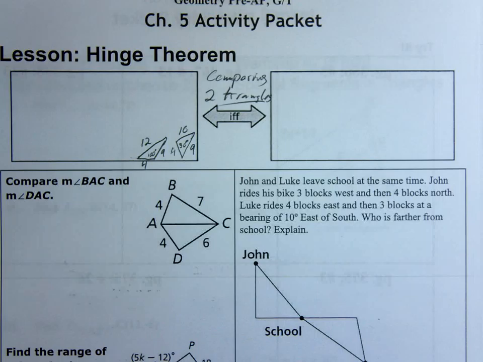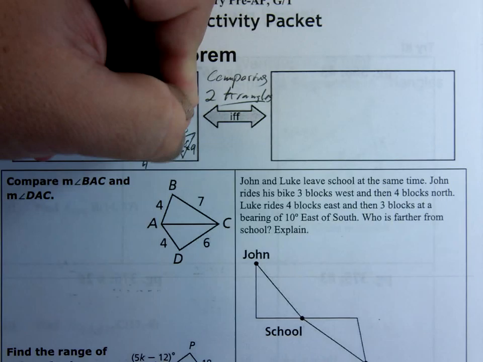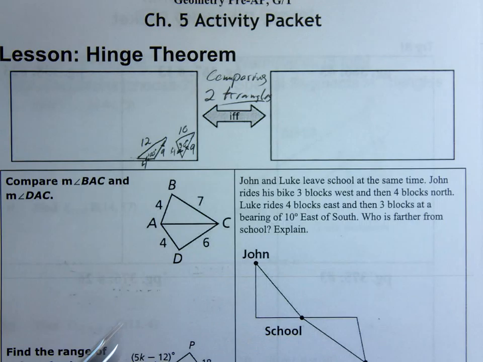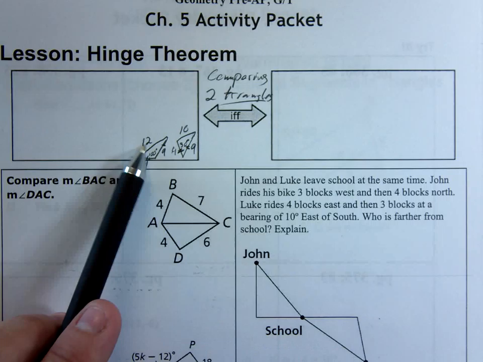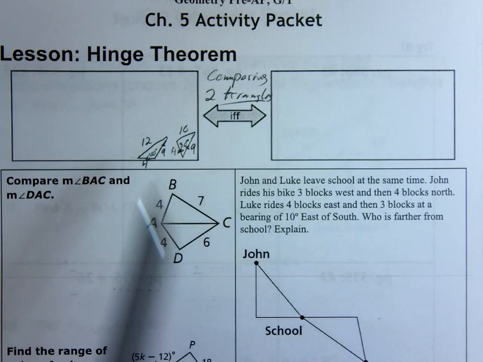So if you notice, we have two sets of congruent sides. We see that the smaller angle is across from the smaller of the two third sides, right? 30 is smaller than 100, therefore 10 is smaller than 12. That's the hinge theorem. That's all it is.